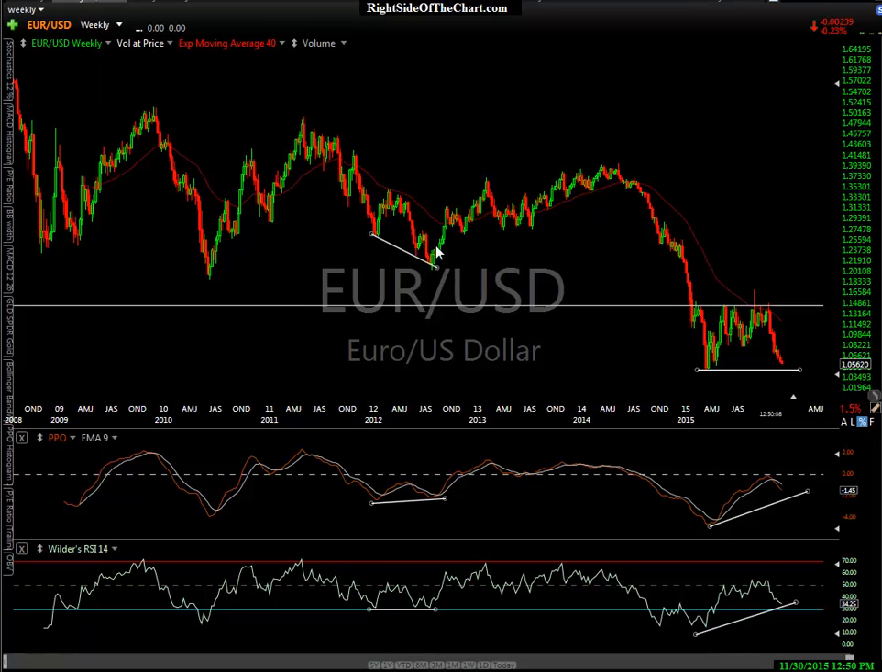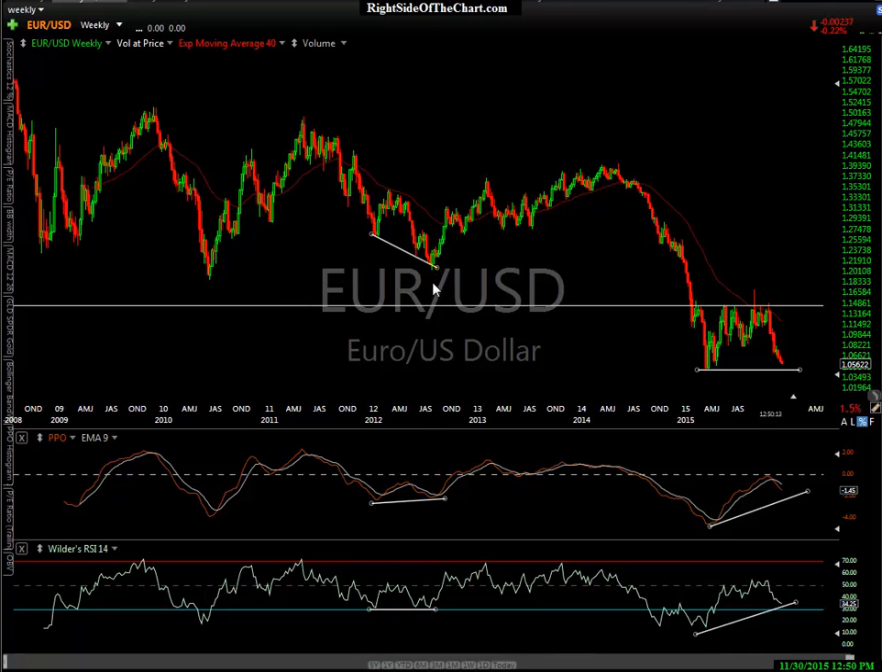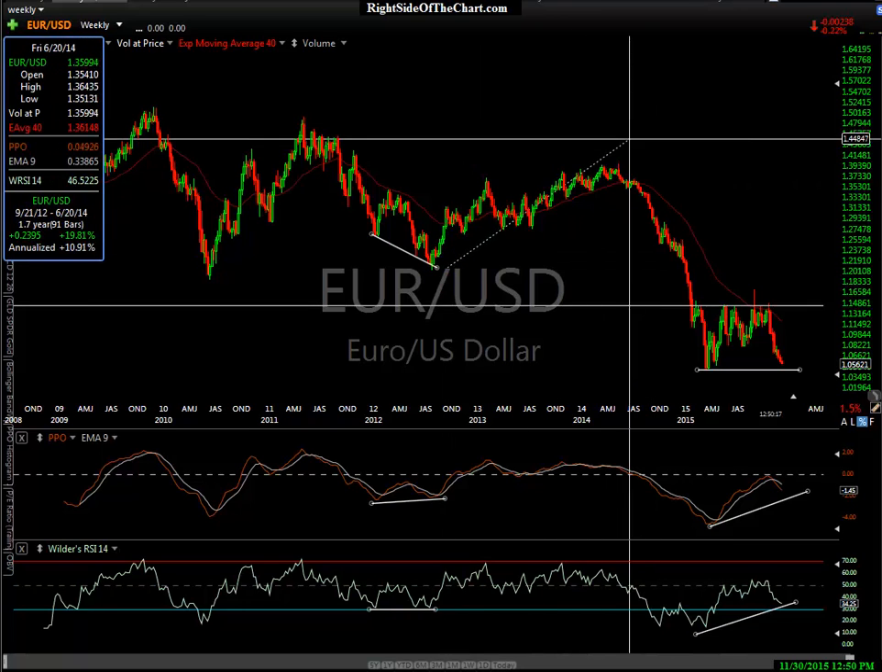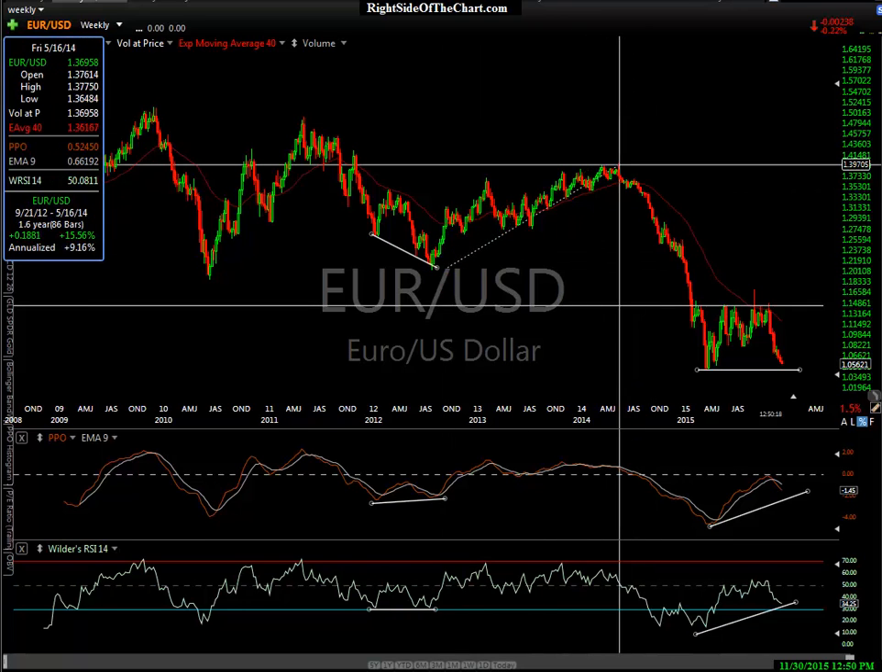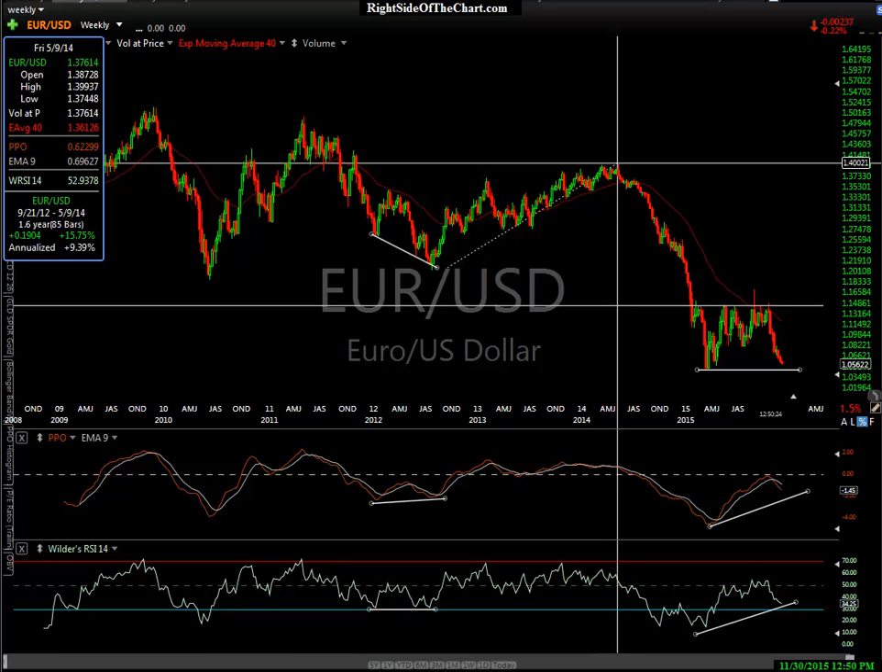It's very clear we had this rally that lasted from late July all the way, and I'll try to gauge it in price movement, all the way up to the middle of May. And that was good for about a 14% rally in the euro against the dollar.